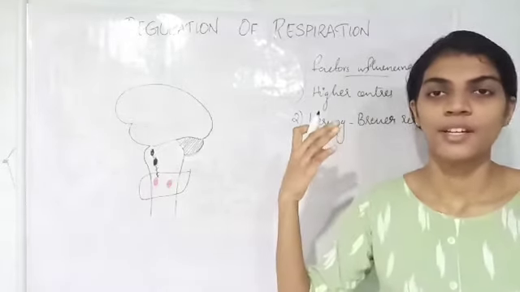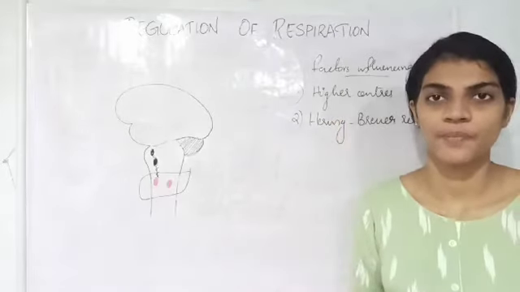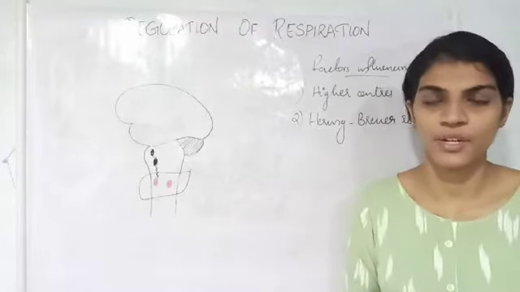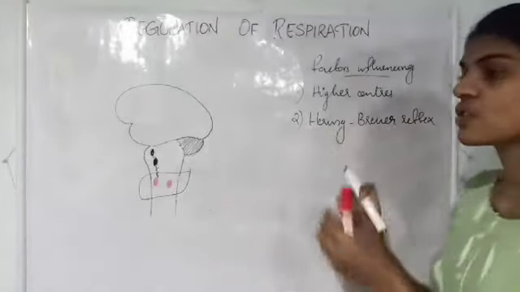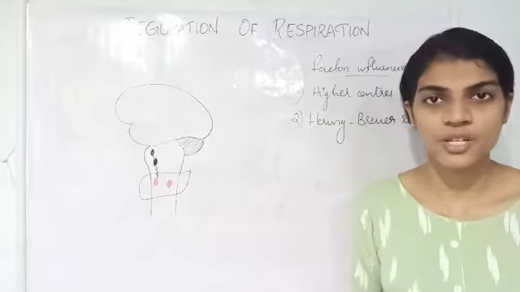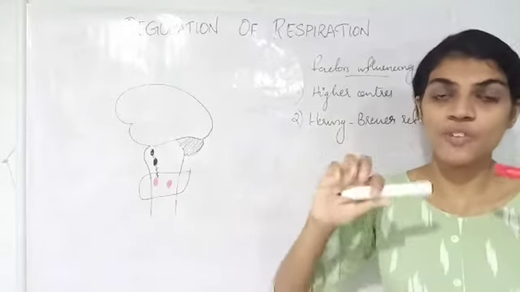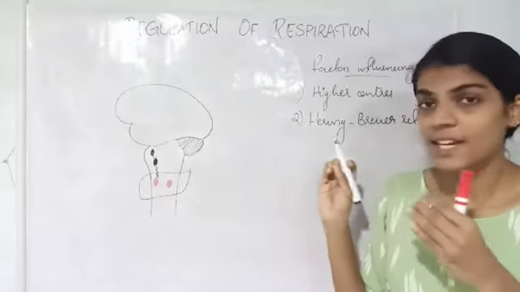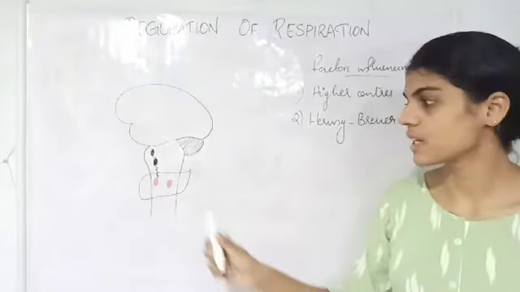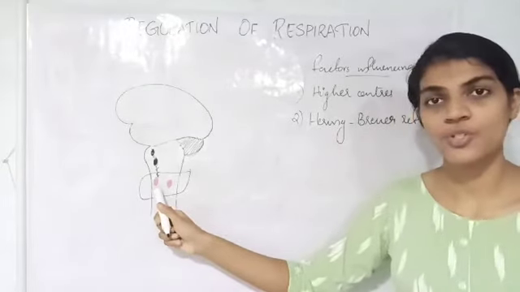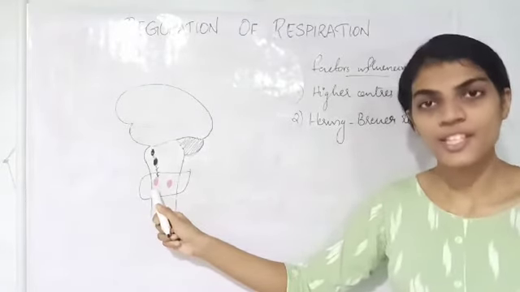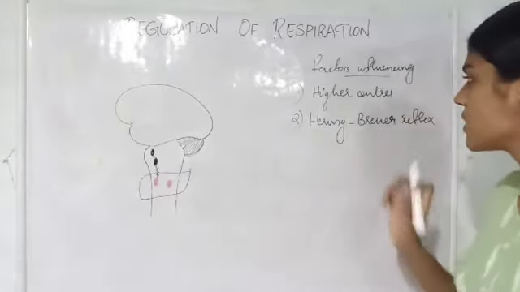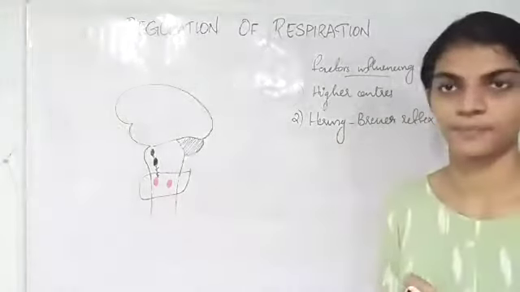The inspiration is ceased. Reflex is one sudden response to any stimulus. So in the Hering-Breuer reflex, because of the stimulation of certain stretch receptors, the overstretching of the lungs can be prevented, by firing inhibitory signals on the dorsal respiratory group of neurons, so it is inhibited, and the inspiration will not occur any further. So the second one is Hering-Breuer reflex.